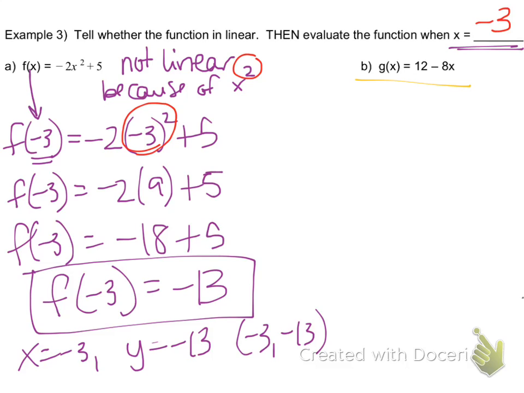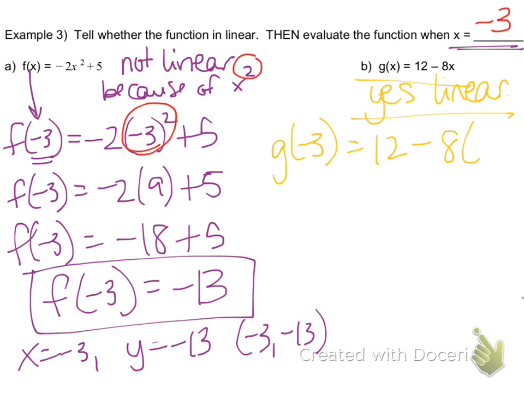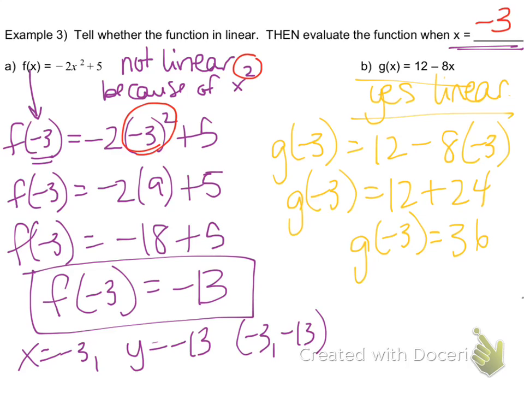This is linear because it could be written in the form of y equals mx plus b. And now we're going to still evaluate that at -3. So g of -3 is, again, we're replacing the x with -3, so 12 minus 8 times -3. G of -3, we have 12. -8 times a -3 is going to give us a +24. So g of -3 is 36. And again, we could write this ordered pair as -3, 36. When x is -3, y is 36.